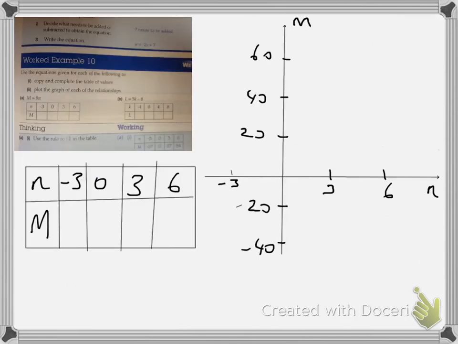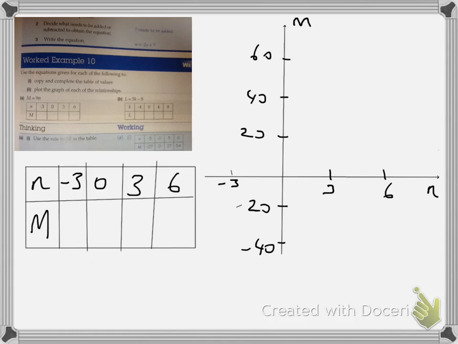Looking at the next part, this time what we've been given is a rule, and if I zoom in on the rule for a second, you'll notice it says that m is equal to 9n. So basically it's saying that for every m value, I can find it by taking the equivalent n and multiplying it by 9.